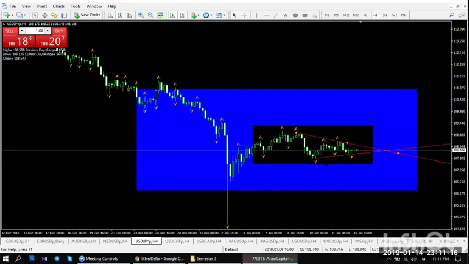So you should connect the swing highs together and then the swing lows together to form an angle.